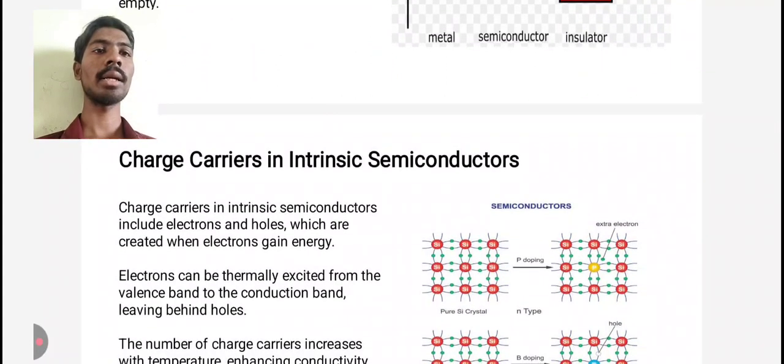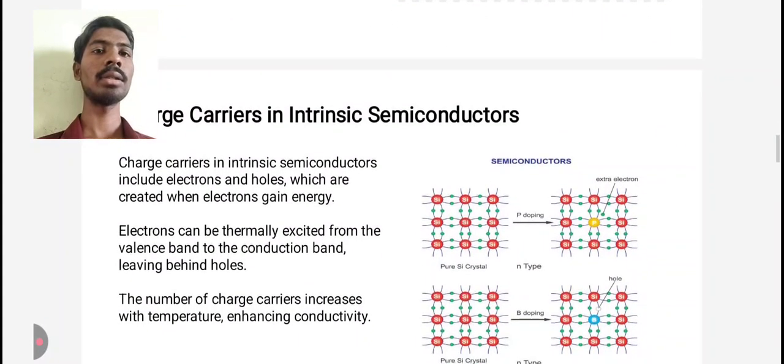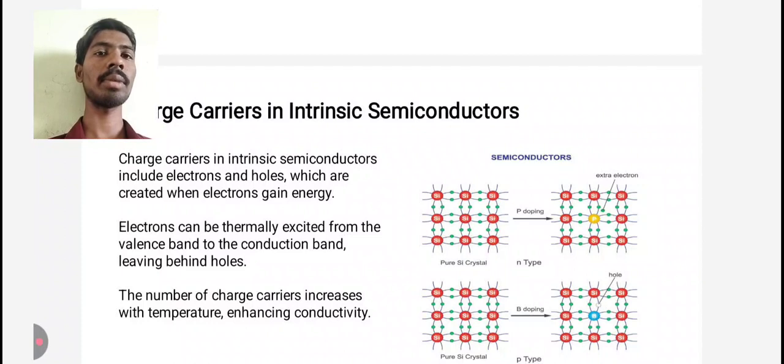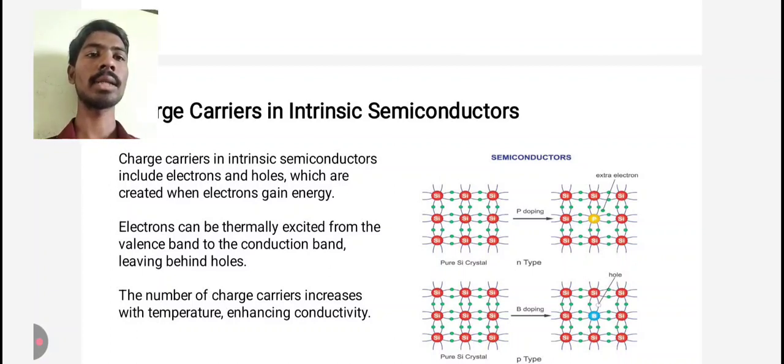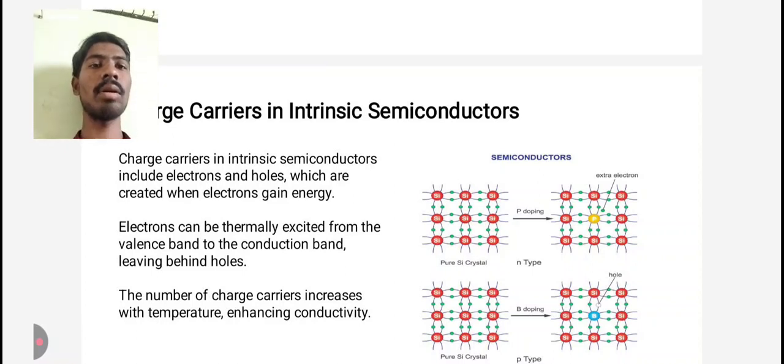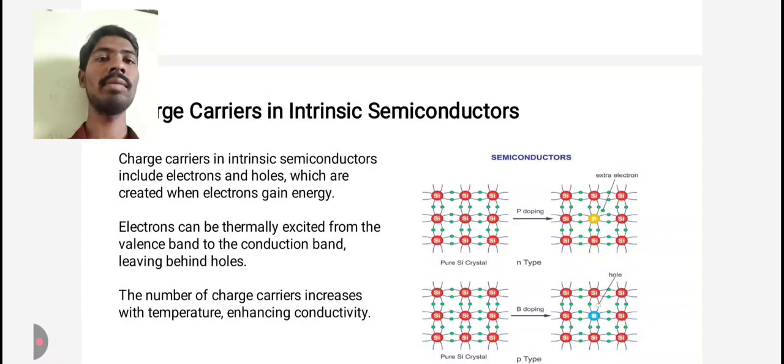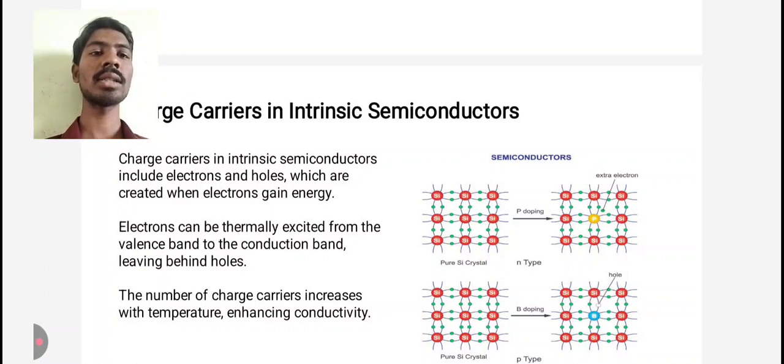Charge carriers in intrinsic semiconductors. Charge carriers in intrinsic semiconductors include electrons and holes, which are created when electrons gain energy. Electrons can be thermally excited from the valence band to the conduction band, leaving behind holes. The number of charge carriers increases with temperature, enhancing conductivity.